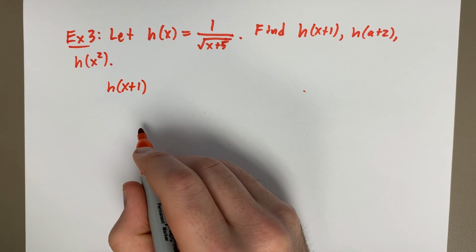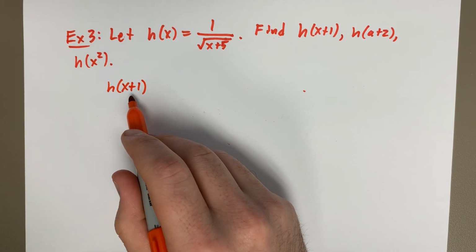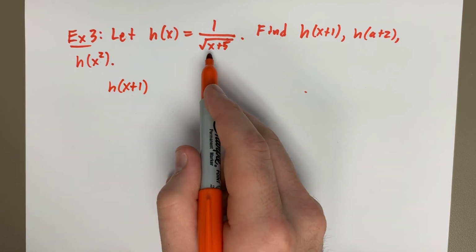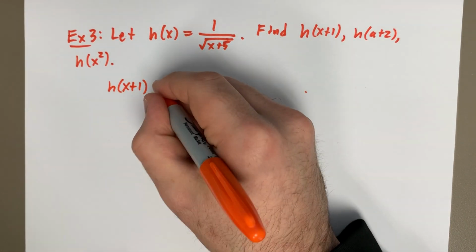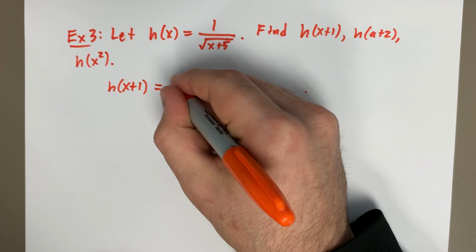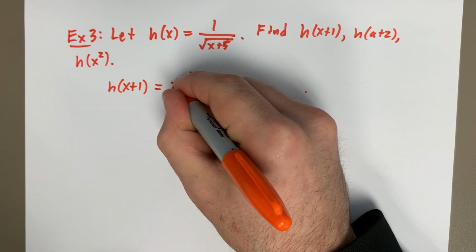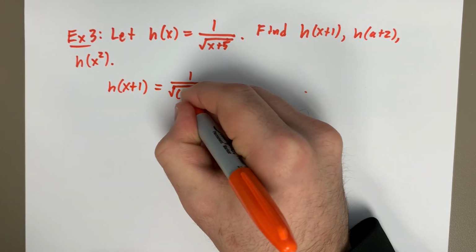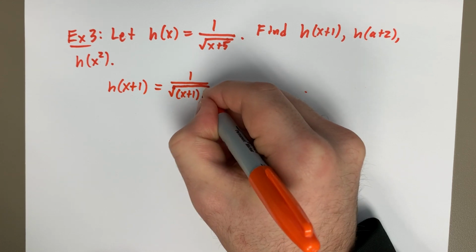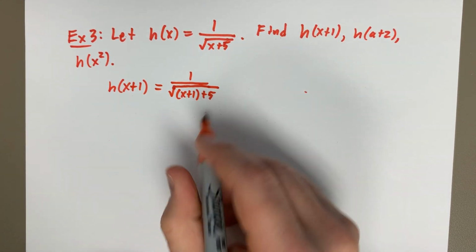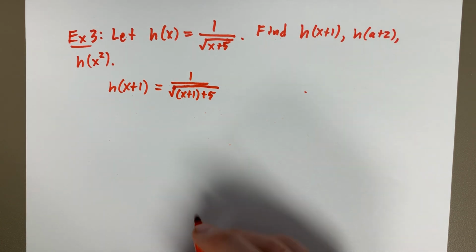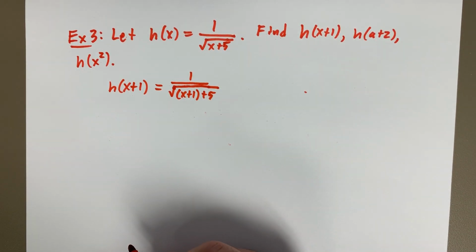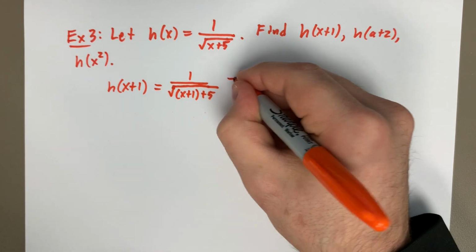H of x plus 1. My input for my function is x plus 1. So every place I see an x up here, I'm going to replace it with an x plus 1 using the parentheses approach that I mentioned before. And the plus 5 gets carried along. Just because I'm adding one thing doesn't mean I forget the other thing. Okay, just replace x with x plus 1. That's all I did. All right, simplify.